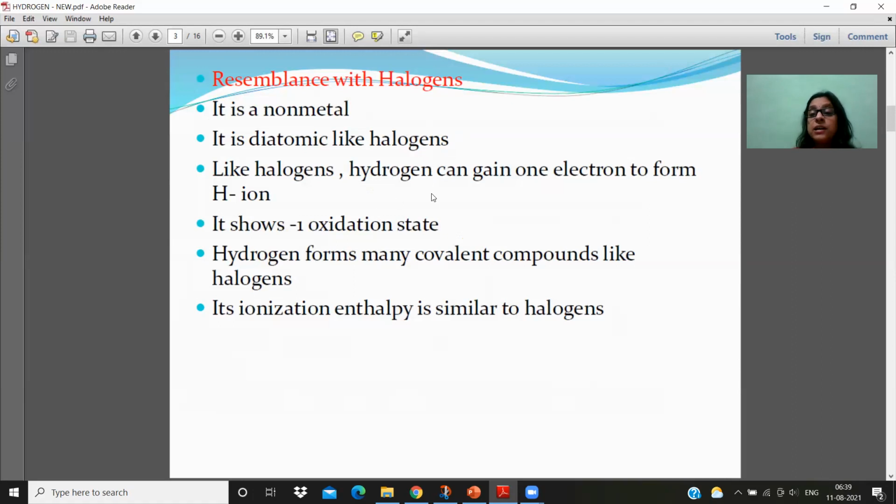Like halogens, it also easily gains one electron to form H negative ion. Hydride ion बना देता है बेटा. It also shows a -1 oxidation state. It also participates to form many covalent compounds like hydrogen halides. तो ये covalent bonding show करता है. Its ionization enthalpy also somewhat resembles the halogens.